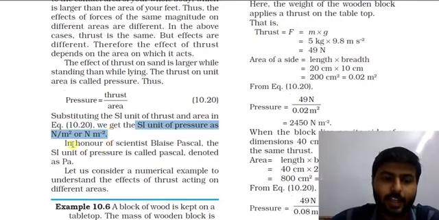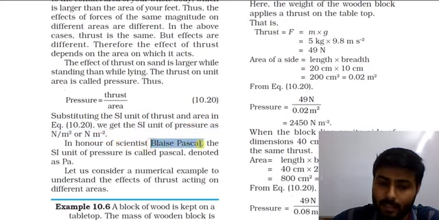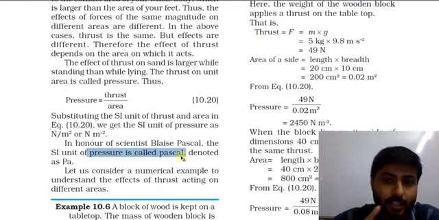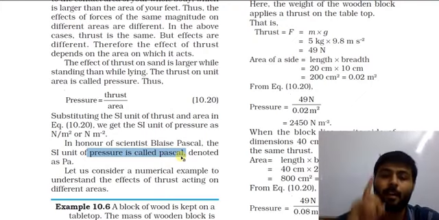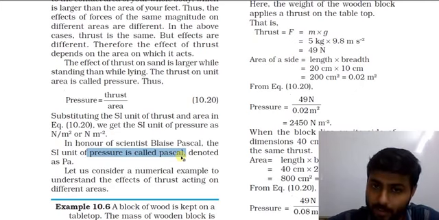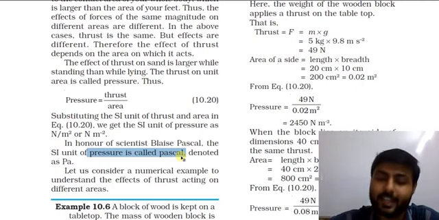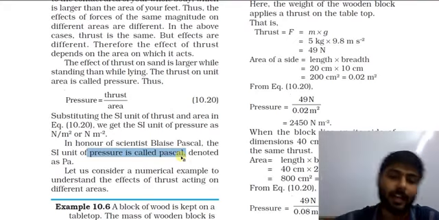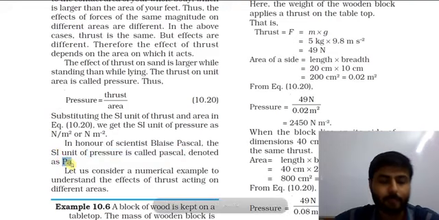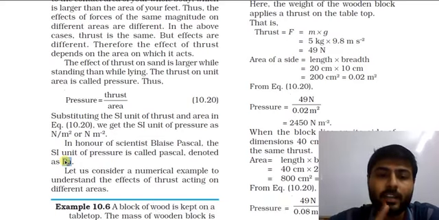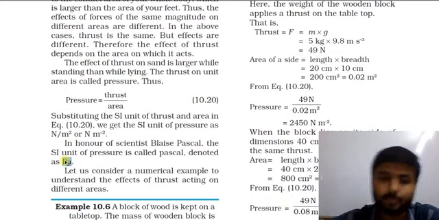But in honor of the scientist Blaise Pascal, we give the SI unit of pressure the name Pascal. So the SI unit of pressure is Pascal, and remember 1 Pascal is equal to 1 Newton per meter square. We denote Pascal as Pa, capital P, small a, that is written here.